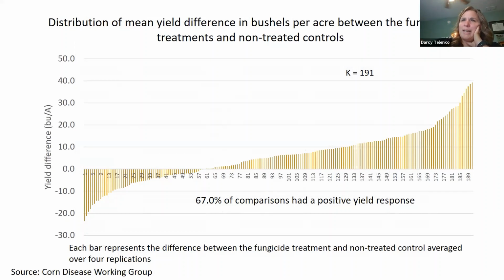So when we look across both fungicides, all the fungicides put together, 67% had a positive yield response. So these multiple modes of action have a little higher yield response as compared to the non-treated controls. So again, there are lots of options out there. You just have to understand what they're going after and the best timing for them.